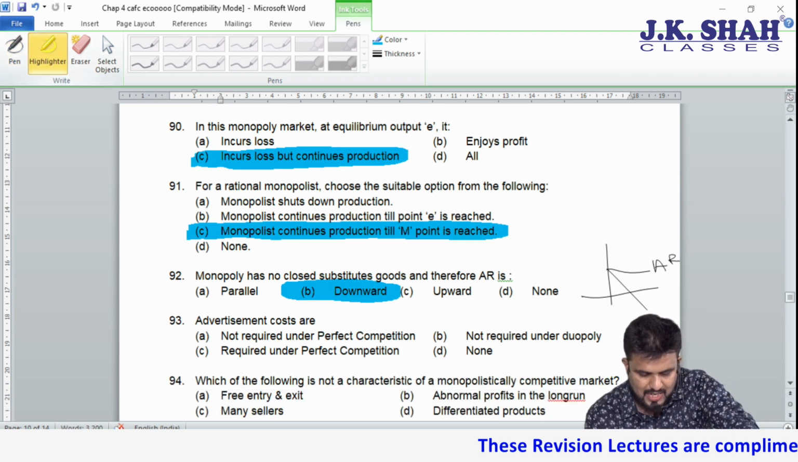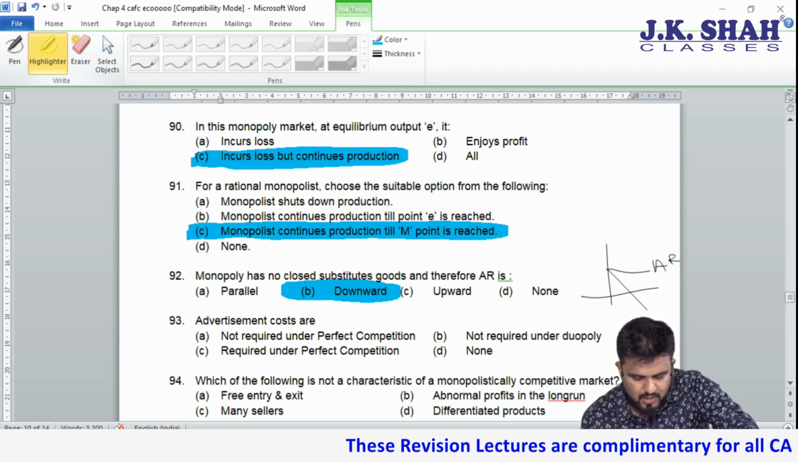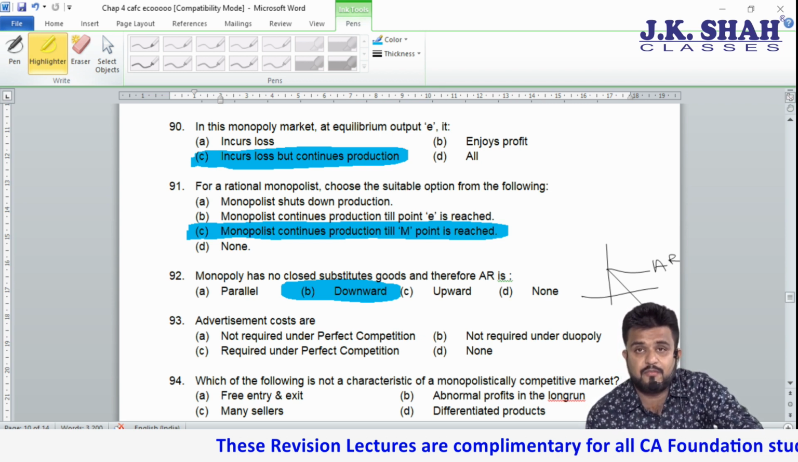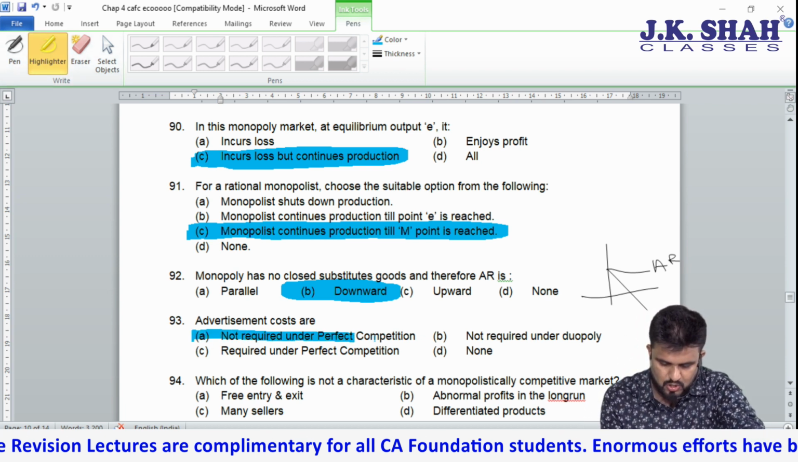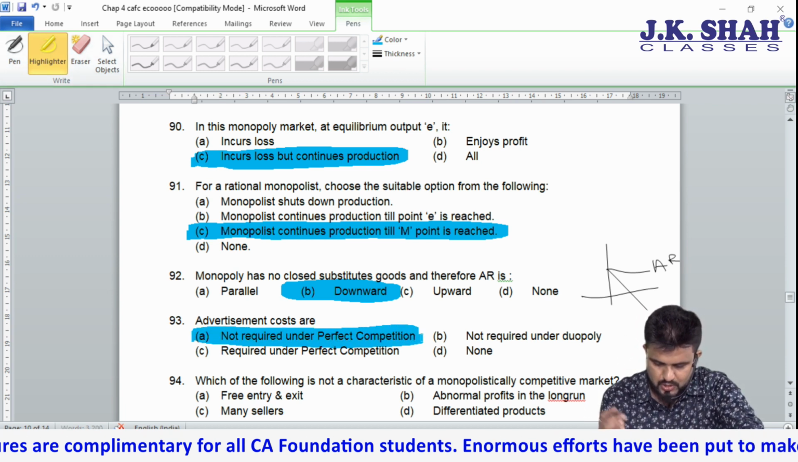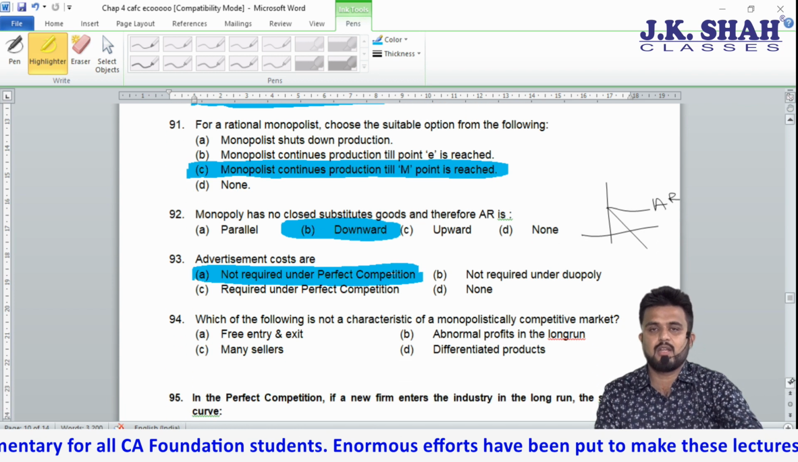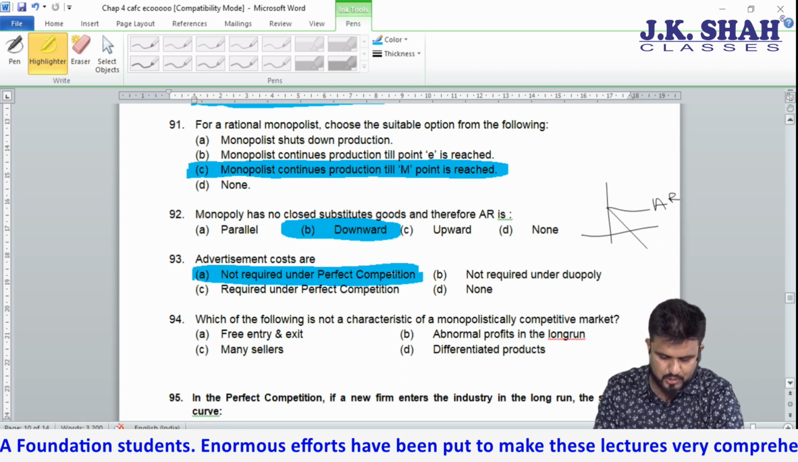Advertisement costs are dash. Not required under perfect competition. Required under perfect competition. Not required under duopoly. Correct answer is not required under perfect competition. That is done only under oligopoly and monopolistic competition.